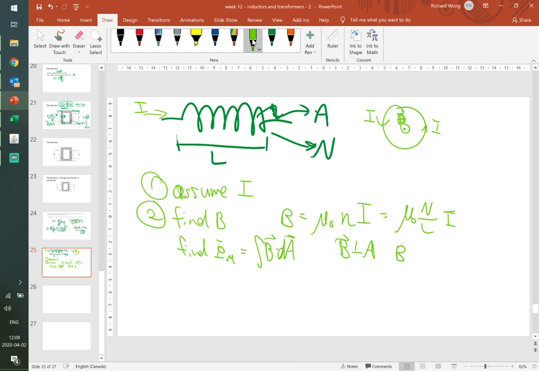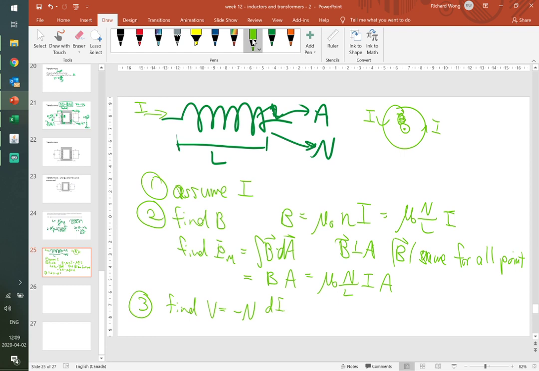And also because of the solenoid, we know the magnetic field magnitude is the same at every single point. So then this flux integral simply becomes B times A, which is therefore mu naught N over L times I times A. Right, I'm just replacing the flux with that expression that I got, carrying with it the I still. I still have no idea what I is, and hopefully it cancels out towards the end.